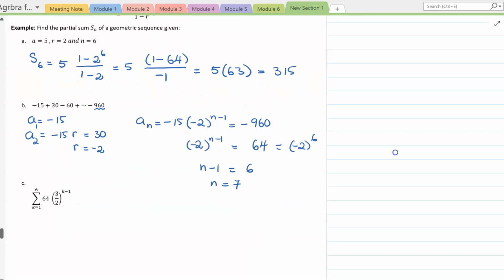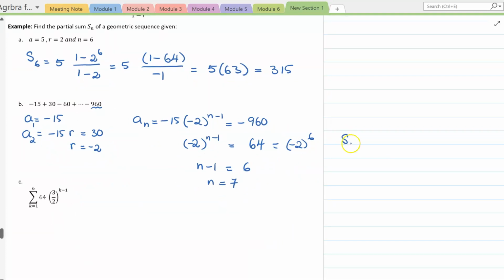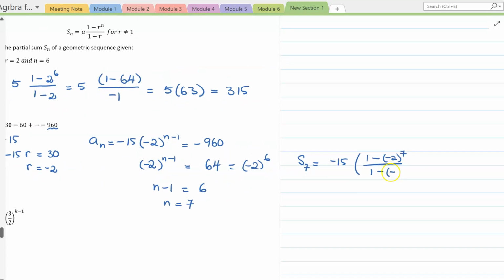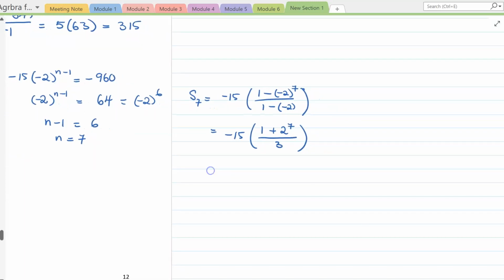So here we are looking for the partial sum of the first 7 terms. N equals 7, S of 7 equals negative 15 times (1 minus negative 2 to the 7) divided by (1 minus negative 2). And that is negative 645.